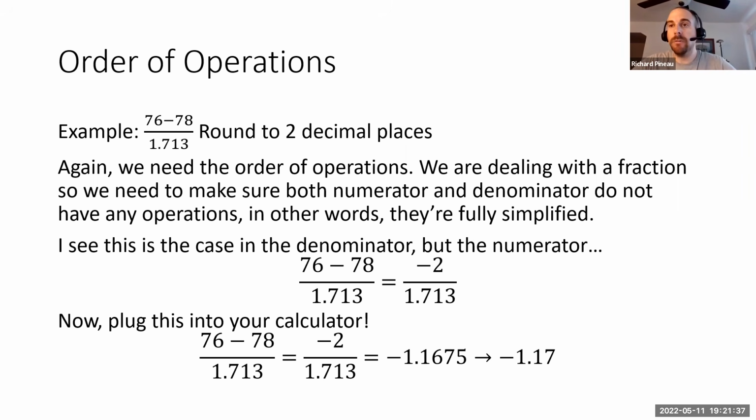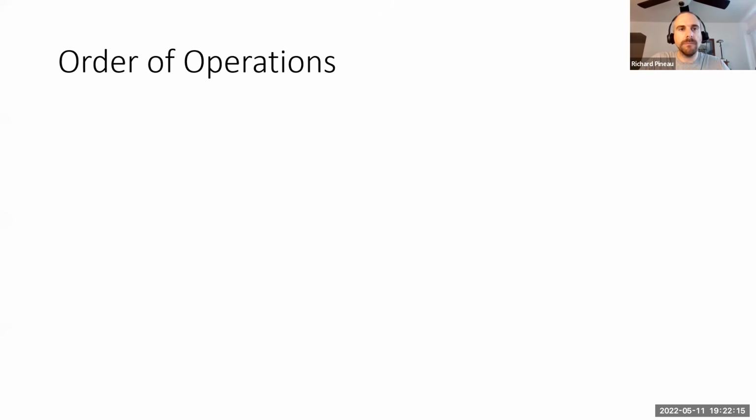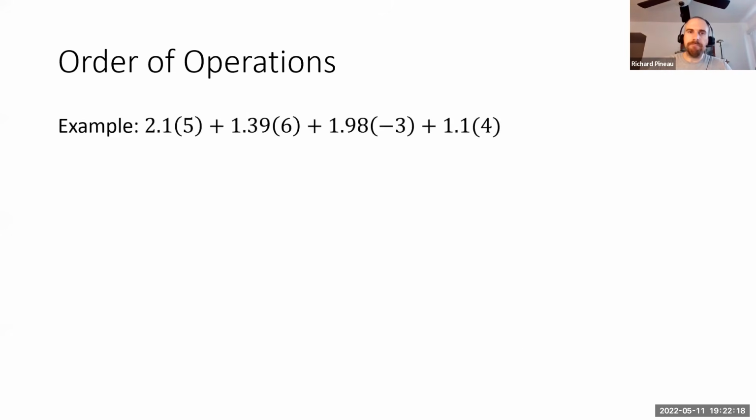That's -2. And then we divide that by 1.713. How do we do that? We use our calculator. And so what that comes out to is -1.1675. Rounding that to 2 decimal places, well, the 2nd decimal place is a 6. We look to the right of that, we see a 7. That's more than 5, so that 6 becomes a 7. So we end up with -1.17 in this particular case. So when you're dealing with fractions, sometimes we have to do a little bit of manipulation, simplification in the numerator and or the denominator. Here's an interesting one.